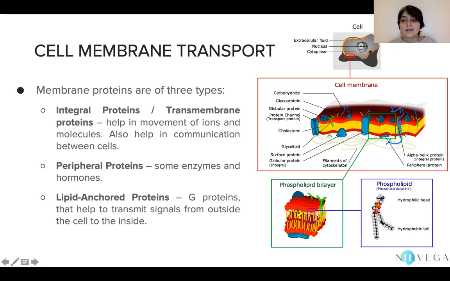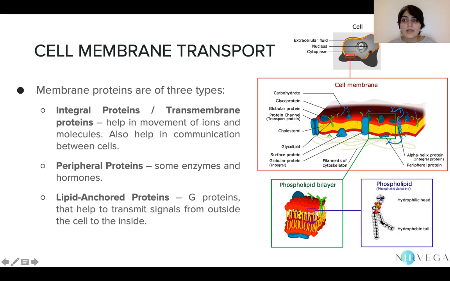Integral proteins, the main part is transmembrane proteins, so they will help in movement of ions and molecules across the cell membrane, and they will also help in communication between cells. Okay, now coming to the second type, peripheral proteins. Peripheral proteins means they are present on the periphery of the cell.